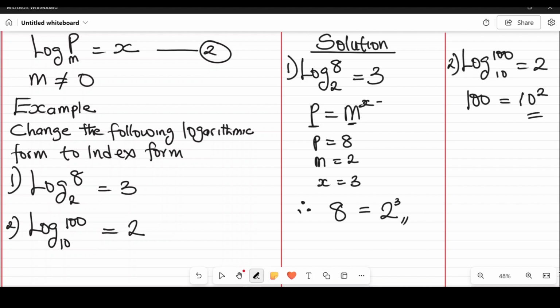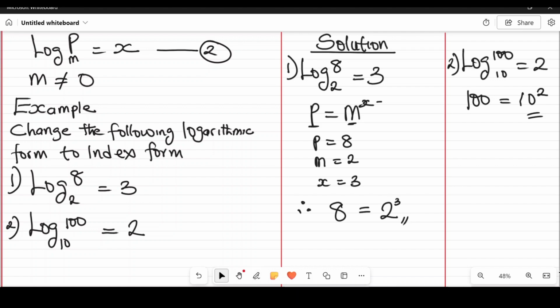Now, what did we do? We only took the knowledge of our equation 1 and equation 2 to put these two logarithms in index form, which we have already done. I hope you have understood this.